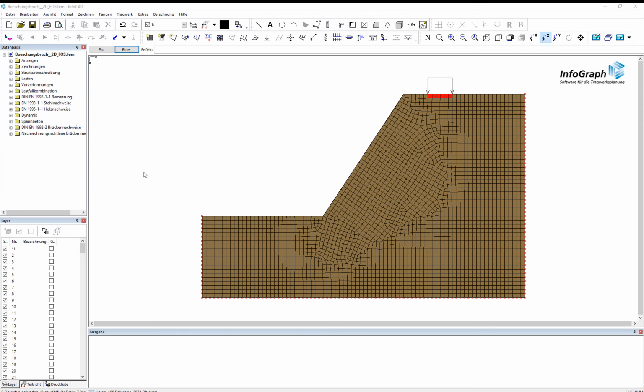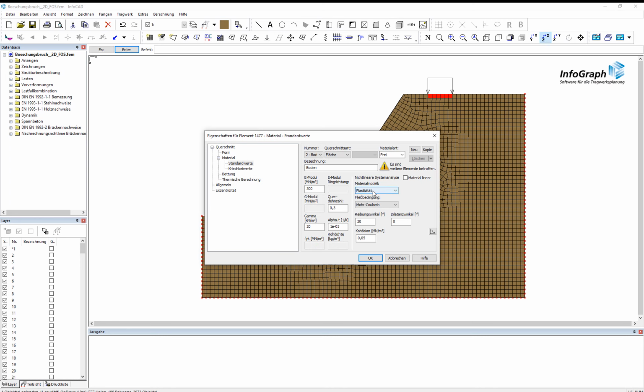First, the soil parameters are customized. For setting these parameters, please select the material type, free, within the dialog of the material properties. Different nonlinear material models are implemented in InfoCAD. In order to simulate the failure of slopes or compute the factor of safety, we select the Mohr-Coulomb plasticity model.